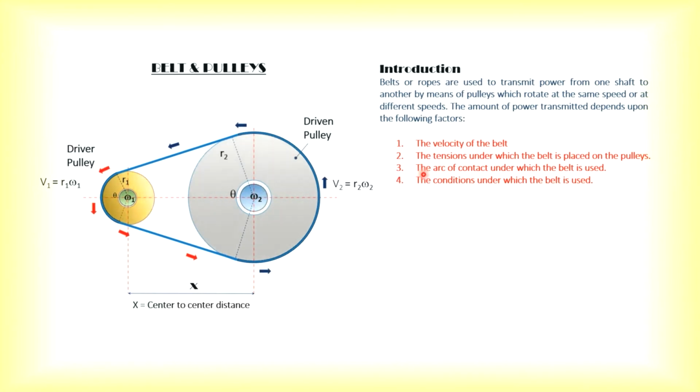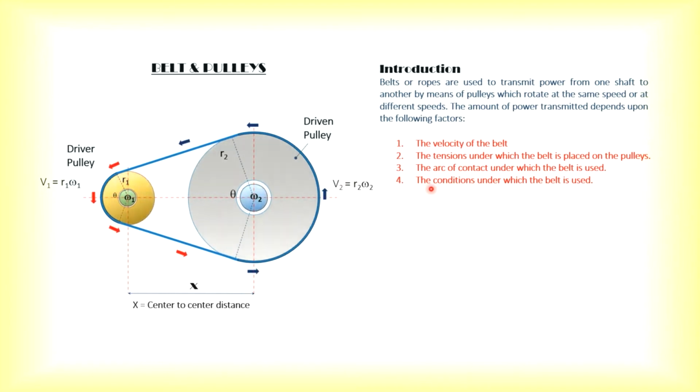The third point is the arc of contact, or the angle of wrap, or the angle of lap, which is theta. When theta is increased, the surface contact between the belt and the pulley also increases, and that indirectly increases power transmission.